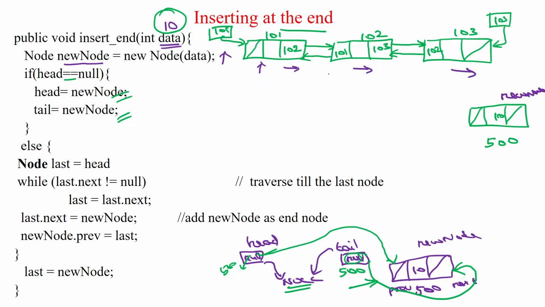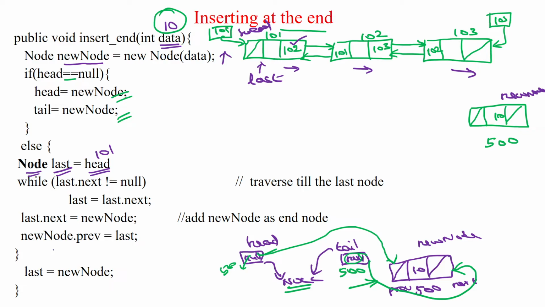For moving step by step, I am creating one variable with the name last. For last, I am assigning the value of head. What is the value of head? 101. So last is denoting the first node, the head node. Now, what is last.next? Last.next is 102.